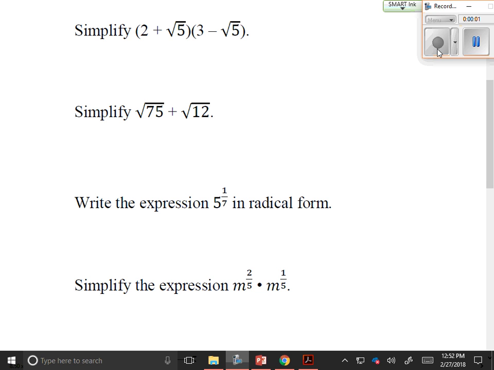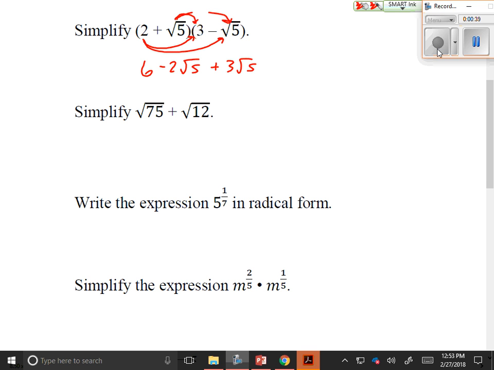All right, so the first one, you got to go through and FOIL. 2 times 3 first is 6. Then 2 times negative square root of 5 would be negative 2 root 5. You come back and have root 5 times 3, which means you need to add 3 root 5. And then a positive root 5 times negative root 5 is just going to be a negative 5.